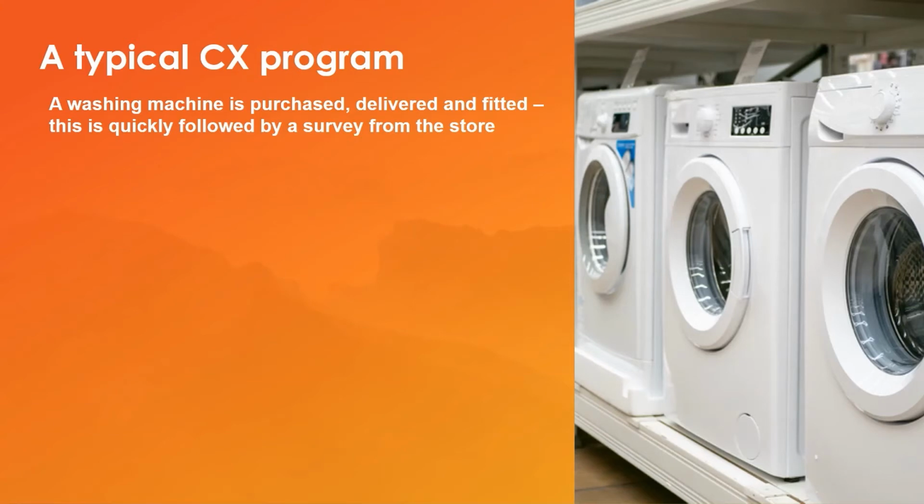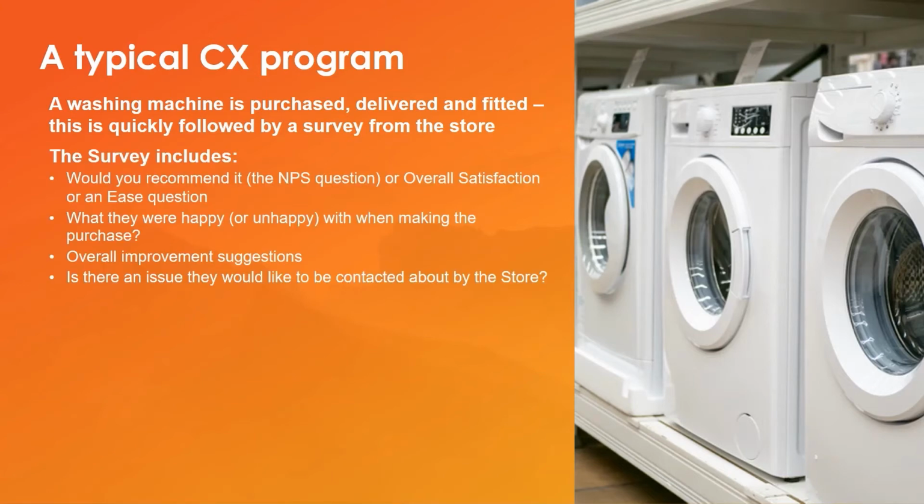So what is a typical CX program? Well, here is a typical one from the sorts of studies that we run at Potentiate. A washing machine is purchased, delivered and fitted. And this is very quickly followed by a survey from the store. The survey includes, would you recommend it, the NPS question, or an overall satisfaction, or an ease of purchase process question. That is typically the first question because we want to get that before we start biasing the rest of the study. Then we talk to them about what they were happy, or what they were unhappy about when they were making the purchase and the delivery and the installation. Ask for overall improvement suggestions, and then ask if there's any issue they would like to be contacted about by the store, which is this lack of anonymity point at the end.